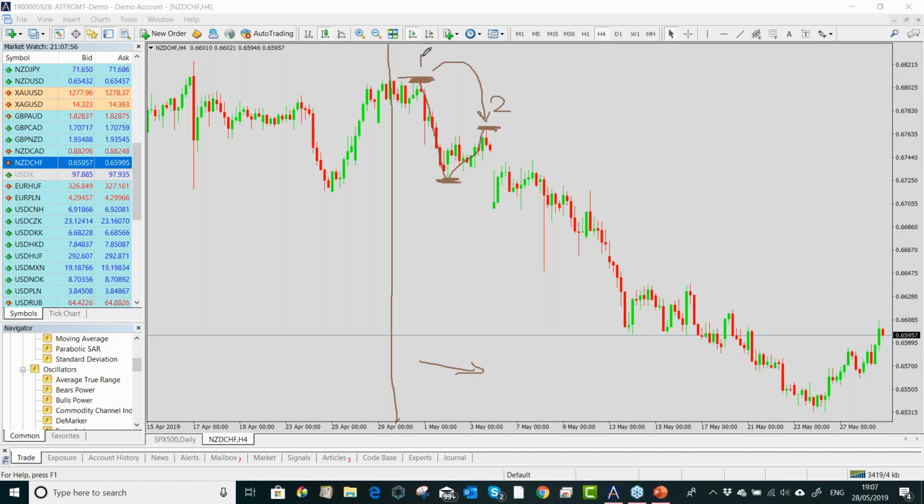High number 2 is lower than high number 1. Then price moves down here and then gives us a high. So this is our low here. So low number 1, low number 2. Low number 2 is lower than low number 1. So what we've got here is a lower high and a lower low.